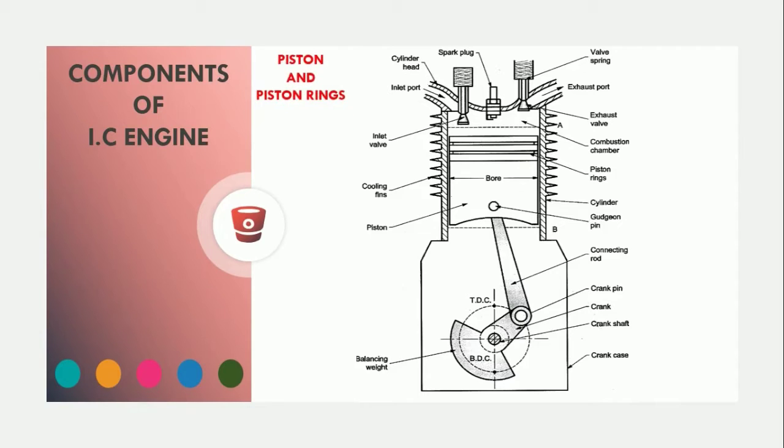Piston and piston rings. Here you find the block of the piston. The main function of the piston is to transmit the gas force to the crank through the connecting rod, and it is going to slide, to reciprocate inside the cylinder. The material used to make this piston is usually cast steel and alloy steel.